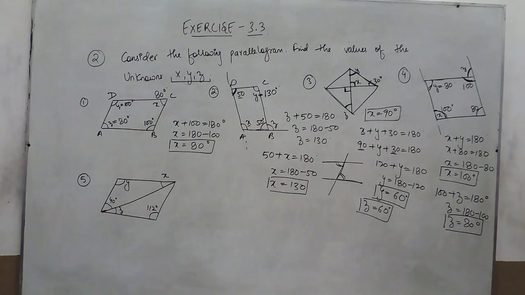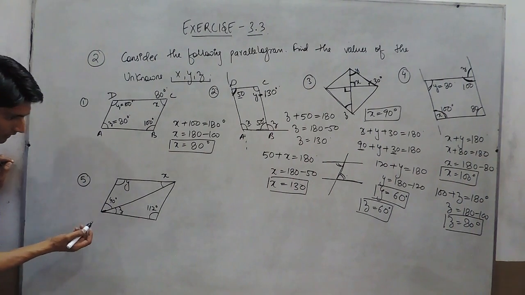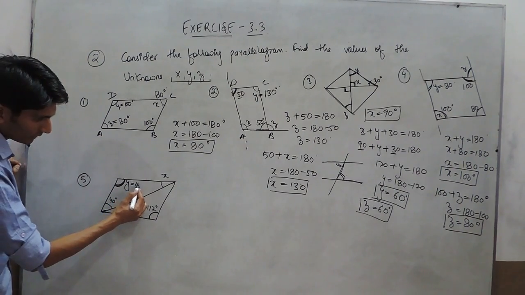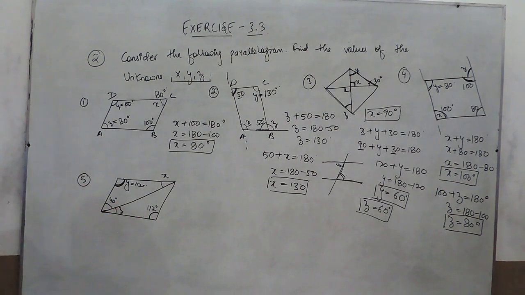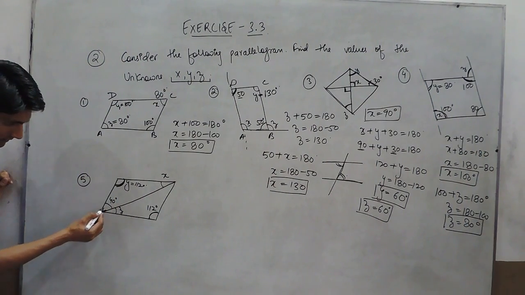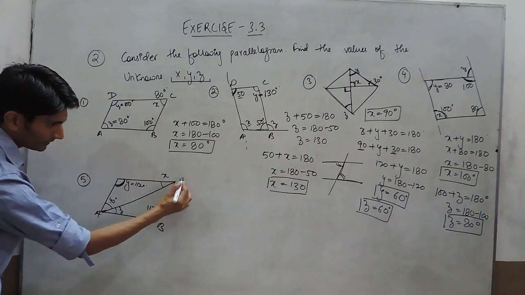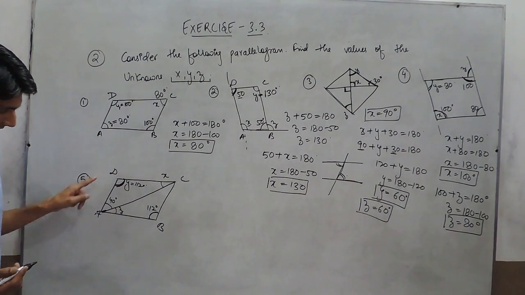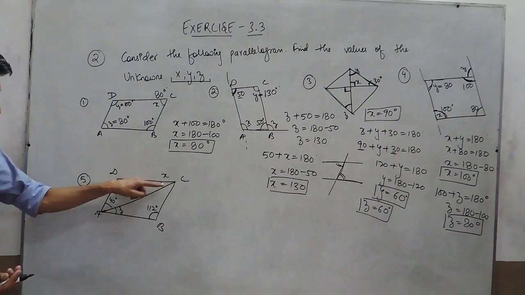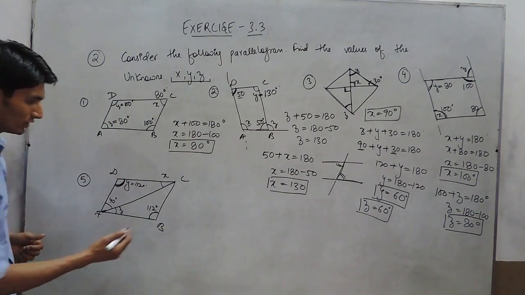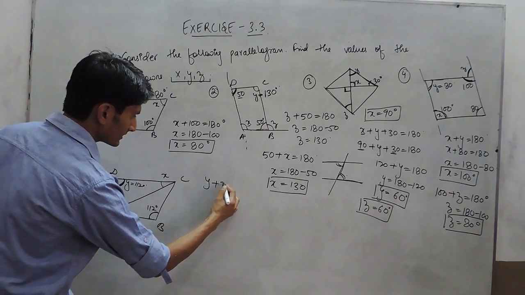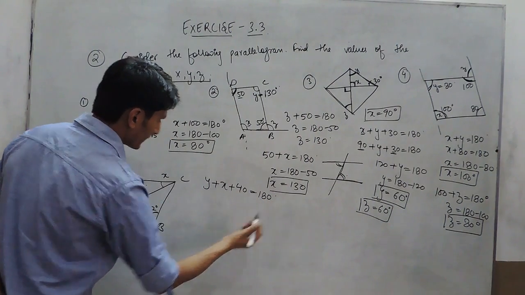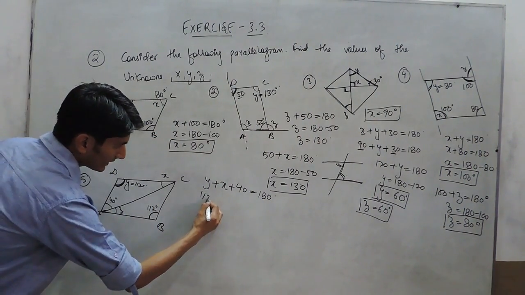Now the last question, question number 5. Again we know that opposite angles in a parallelogram are equal, so the value of y must be equal to 112 degrees. In this triangle, if we name them ABCD, in triangle ACD, the sum of all the angles must be equal to 180 degrees. So y plus x plus the third angle 40 must be equal to 180 degrees. We know the value of y is 112 degrees.